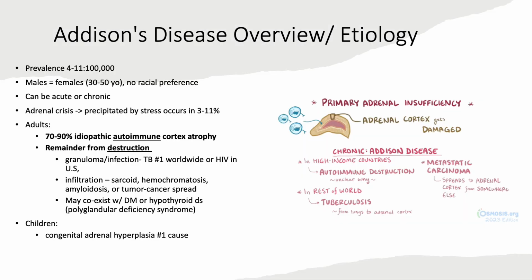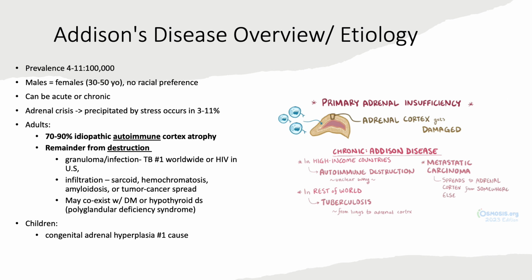So what is Addison's disease? Let's talk about this hyposecretion, this dysfunction of our adrenals. It's actually very rare. The prevalence is maybe 4 to 11 people in about 100,000 people. That doesn't really prefer males or females. There's no racial preference. It can be acute or chronic.